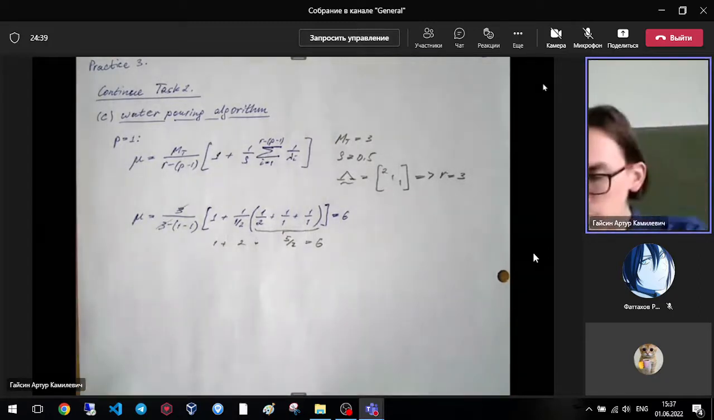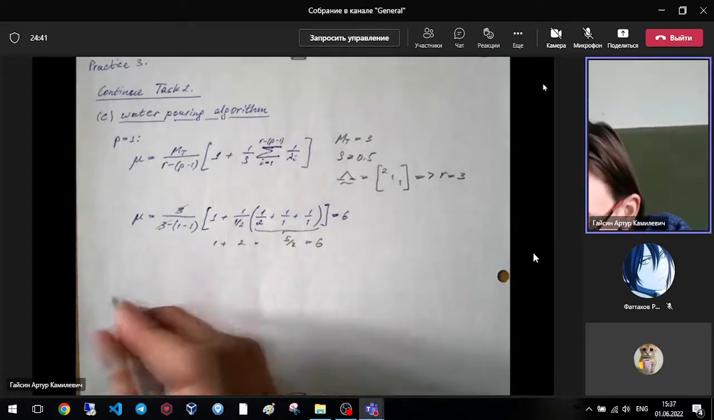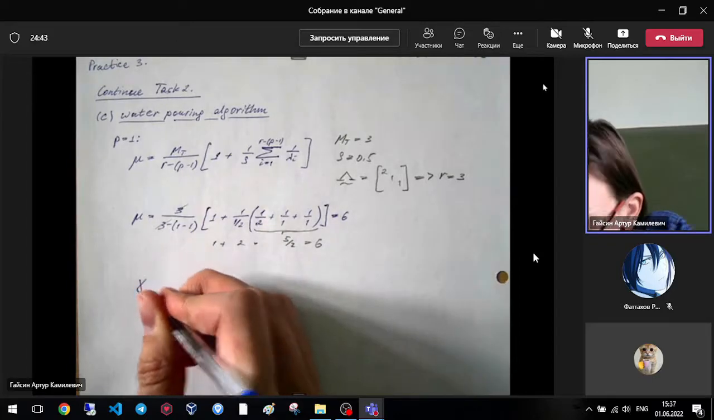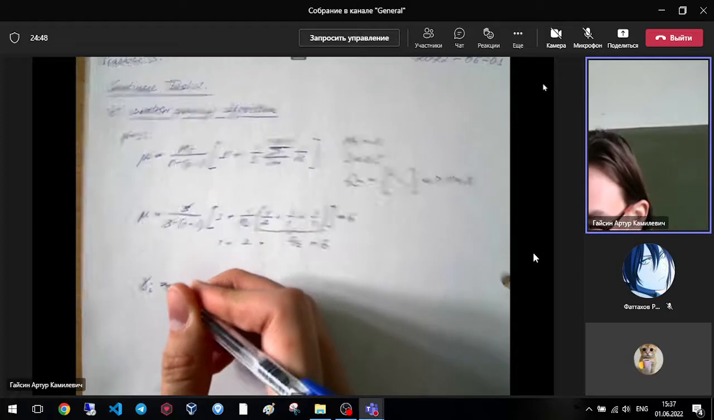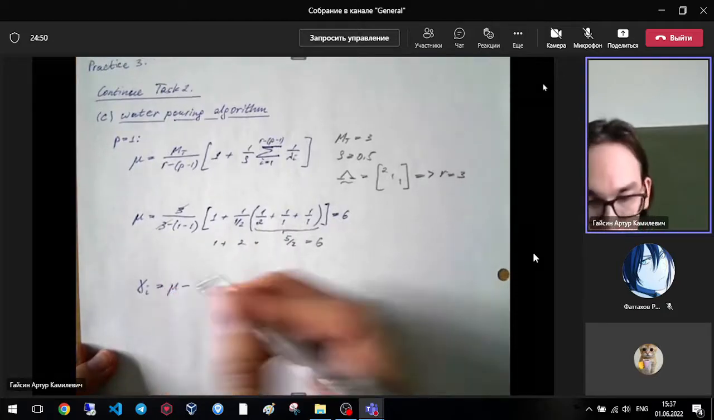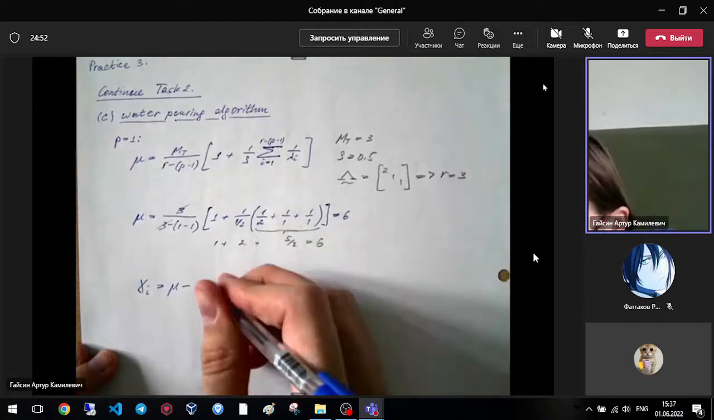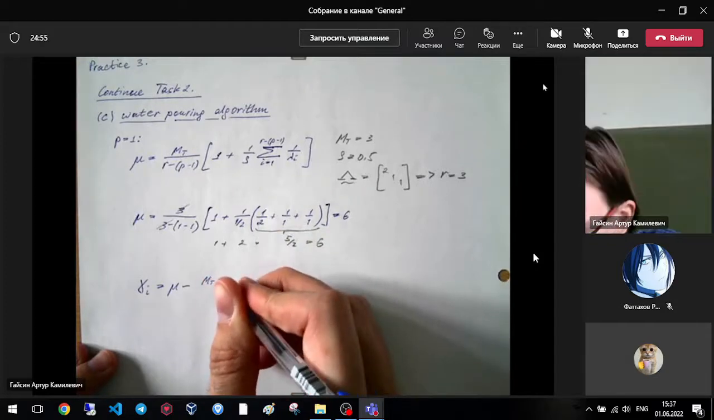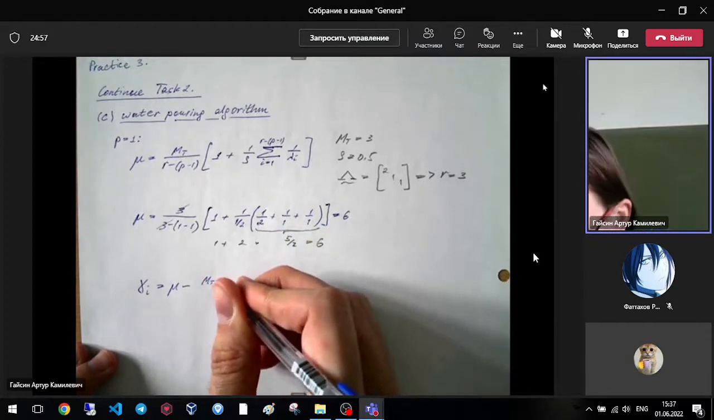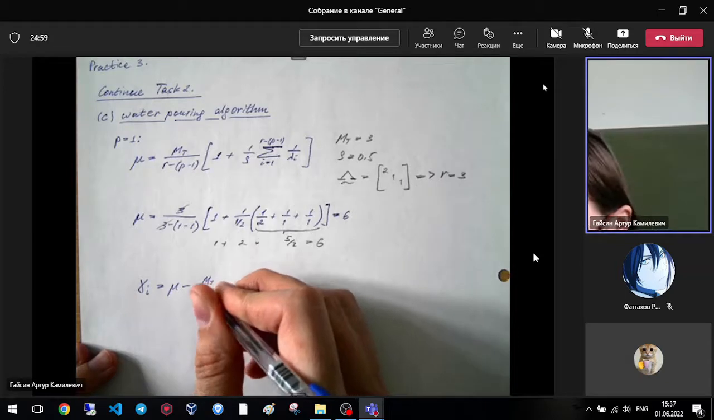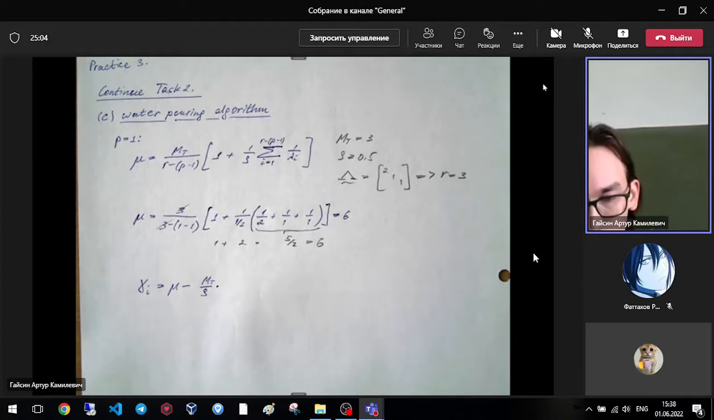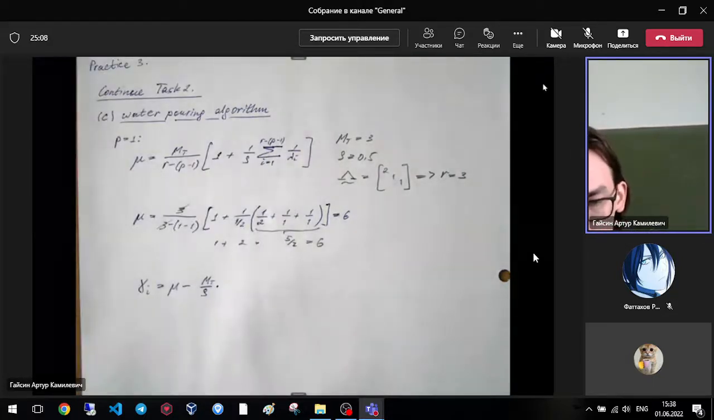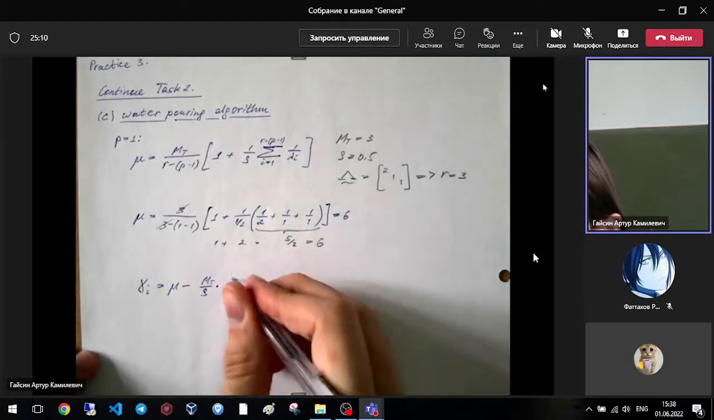So first, as well, I will give you the general formula or general equation. So gamma i is equal to mu minus MT divided by rho here, and multiply this one with 1 divided by the eigenvalue with index i.